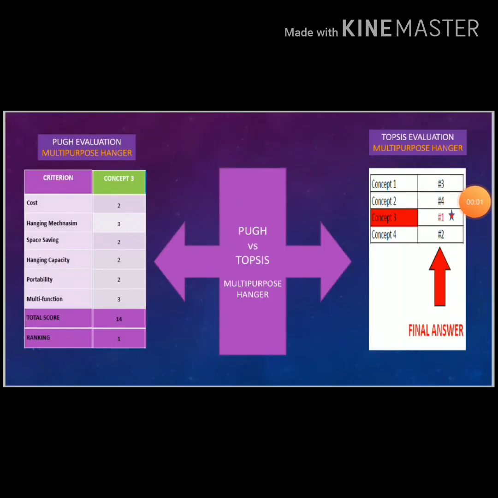Okay guys, frankly speaking, by comparison of the Pugh evaluation metrics and the Topsis evaluations for the multi-purpose hanger, I can absolutely say that concept number 3 will be ranked first, since both Pugh and Topsis really support the same result. However, in comparison, we can say that concept number 2 will be ranked lowest, because it produces the lowest score for both Pugh and Topsis.